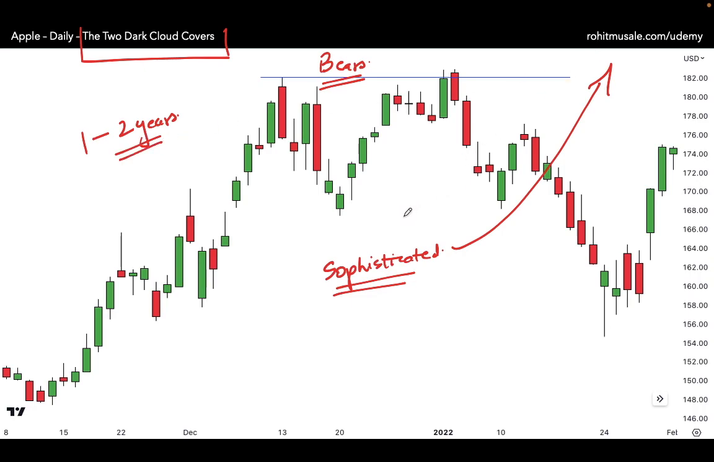You cannot acquire the skill of trading overnight. It takes time. It takes years to master a particular craft. And I think 1 or 2 years is sufficient time to get a good handle on how to read charts the way I am reading them.